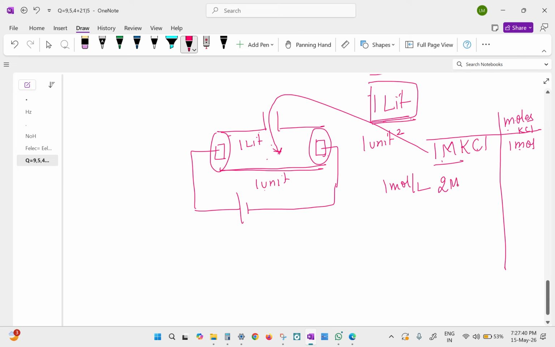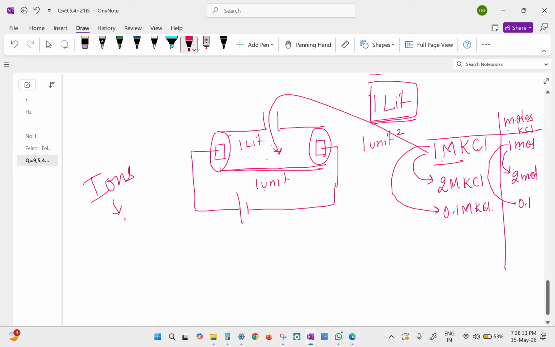If I take it as 2 m KCl, how many moles will go in? 2 moles. If I take it as 0.1 m KCl, 0.1 moles. So do you understand that the ions are the current carriers, right? And with increase in the concentration, the number of charge carriers are increasing. With the decrease in the concentration, the number of charge carriers are decreasing.